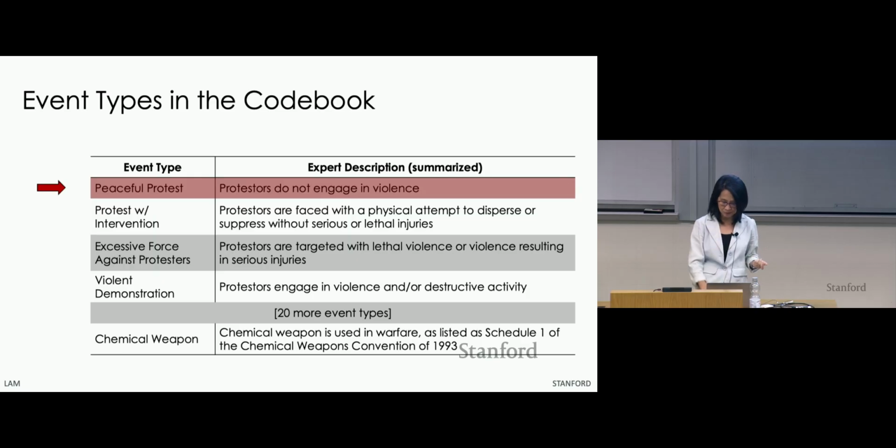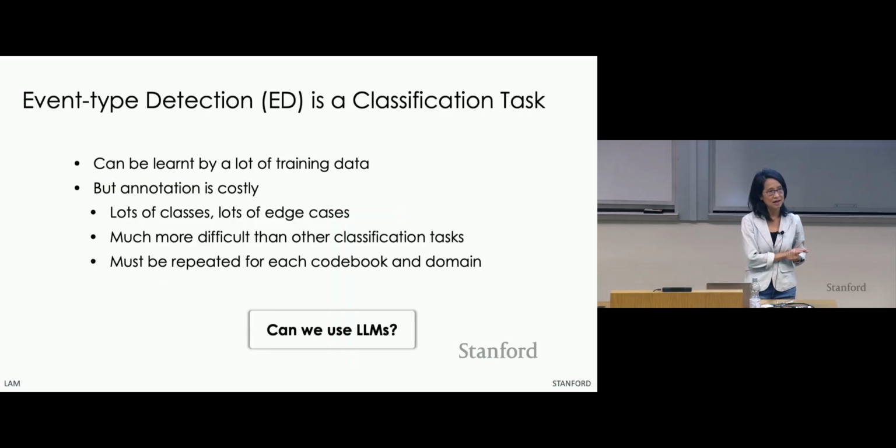Okay, so this is primarily a classification task. And it can be learned reasonably well if you have training data. So you don't have to read all the details of the code book because the annotation can help you with that. But annotation is nonetheless expensive. There are lots of classes and lots of edge cases. And because of the events, there are a lot of nuances. And if you give it an event, it can map to multiple categories. So which one do you pick?